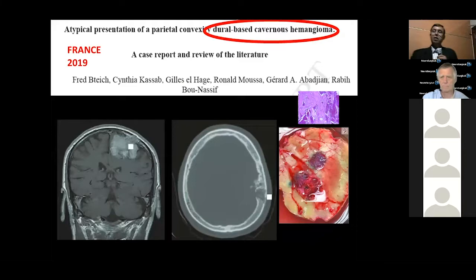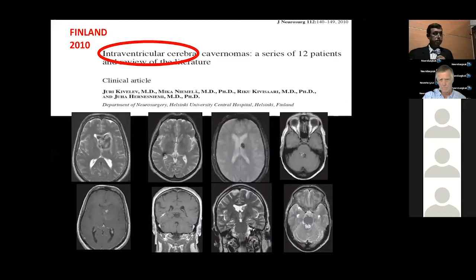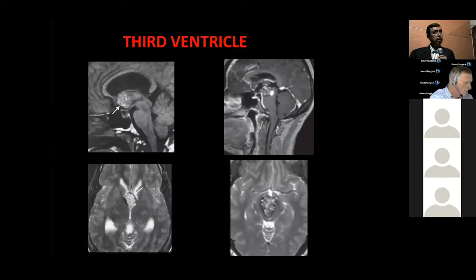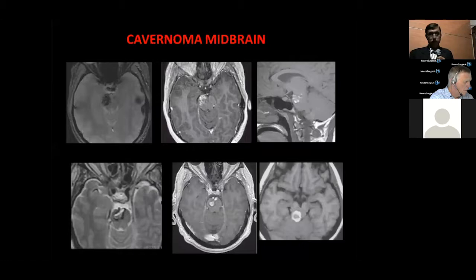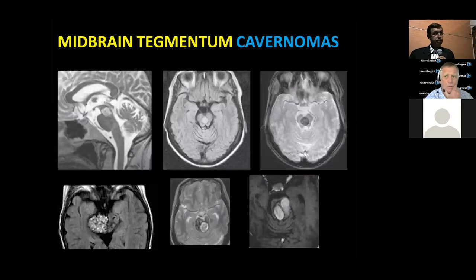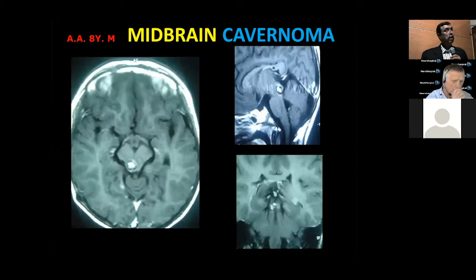Or it could be intraventricular, as I said, and all ventricles, lateral, third, fourth. Like in this case, the third. And the brainstem, as I said, infratentorial. And this is a paper from Solomon in New York. Brainstem. And midbrain, of course. This is midbrain. Different parts of the tegmentum or the posterior part. Tectal plate. Look at this, affecting the tectal plate. Or it could be in the junction between midbrain and the pons, affecting pons and midbrain.